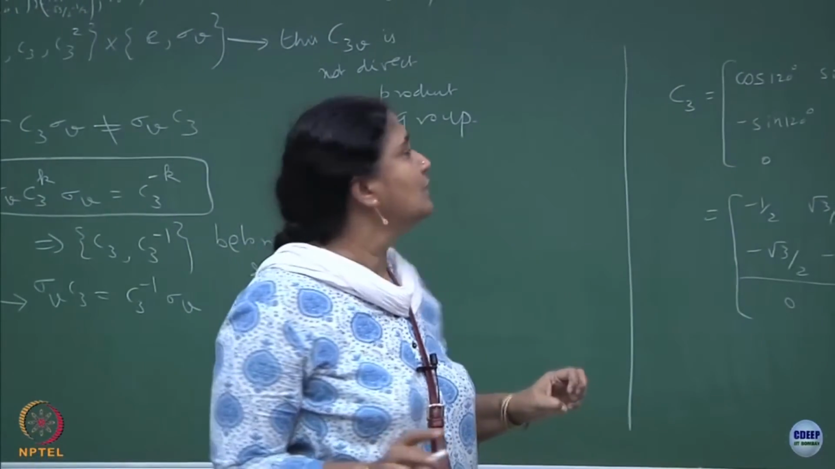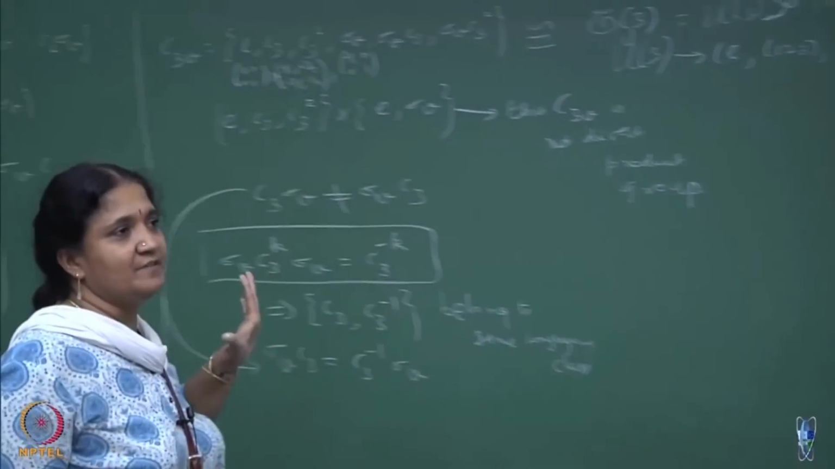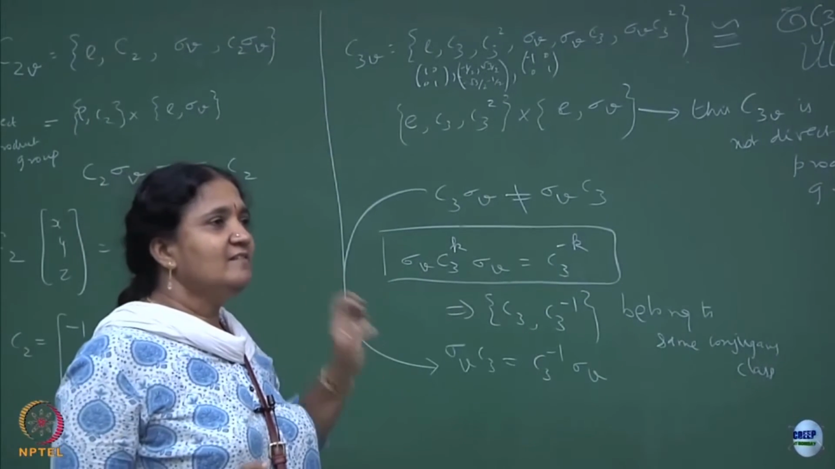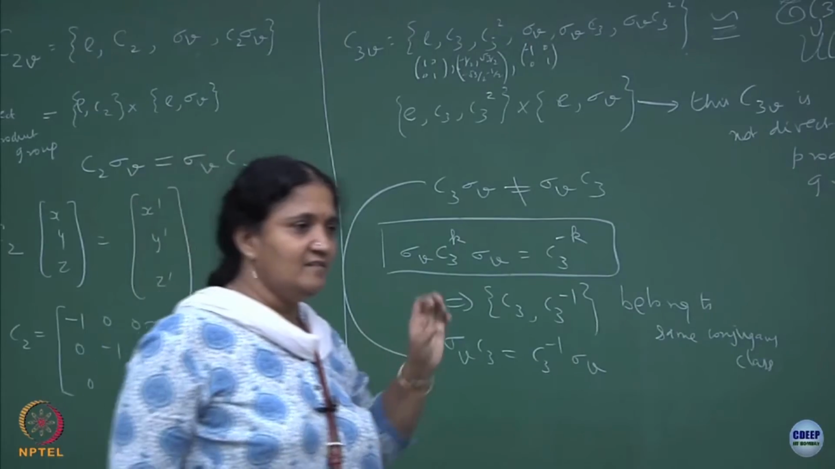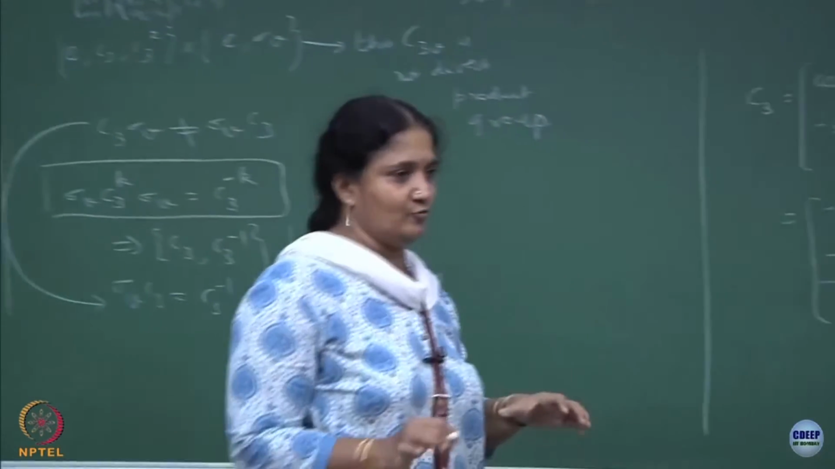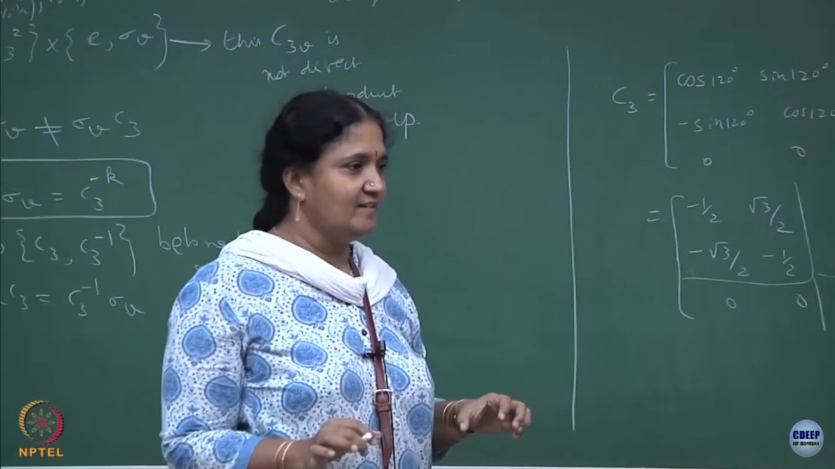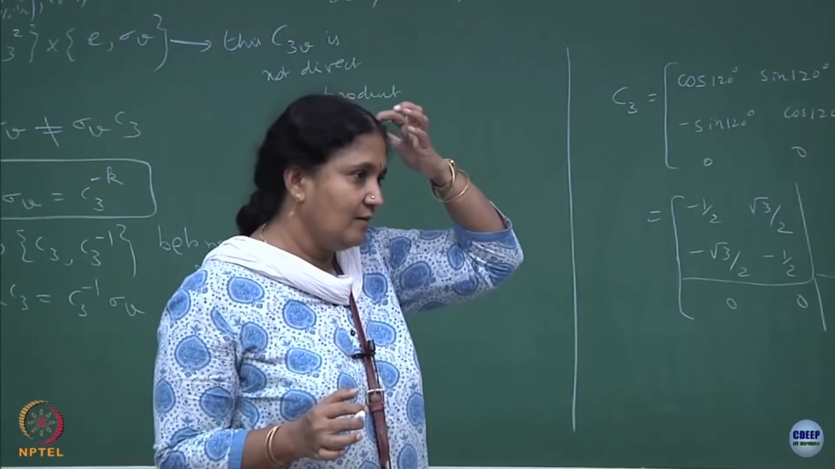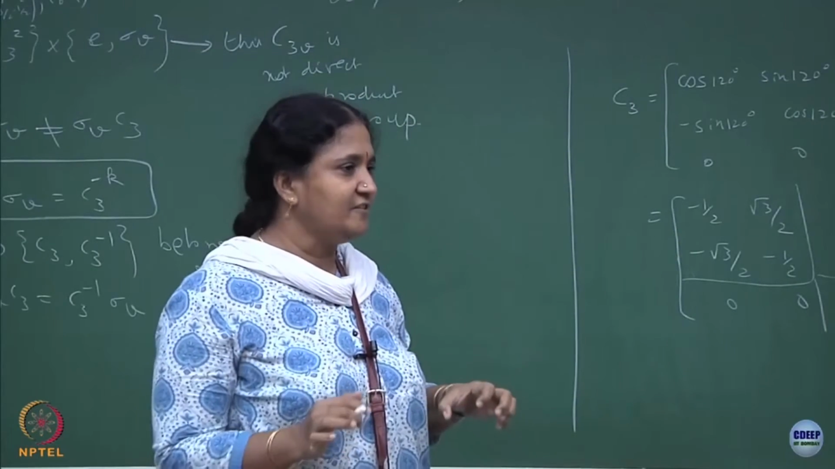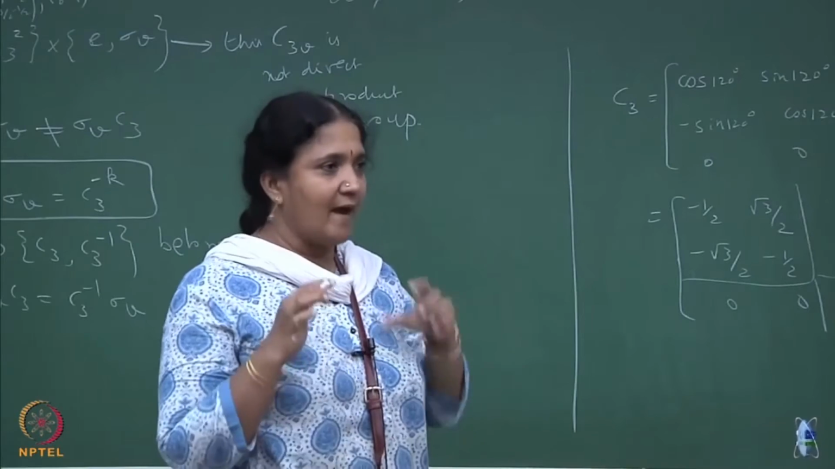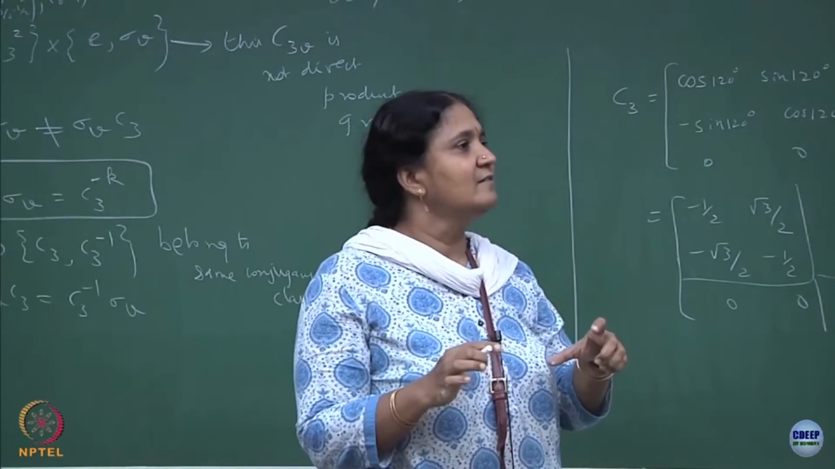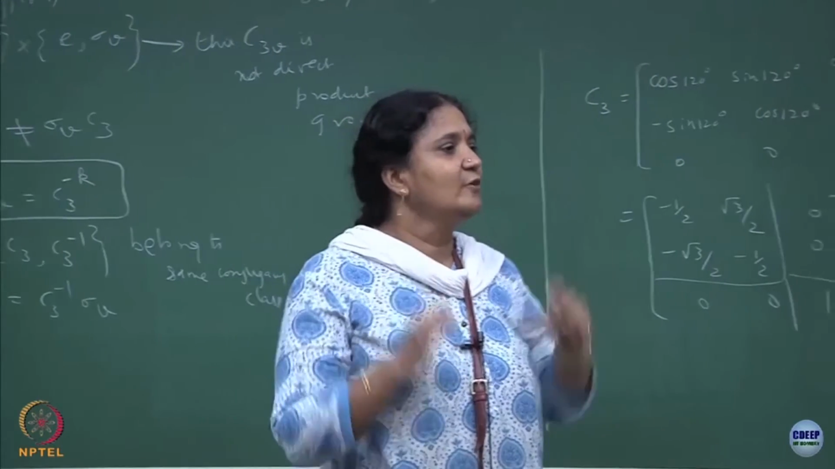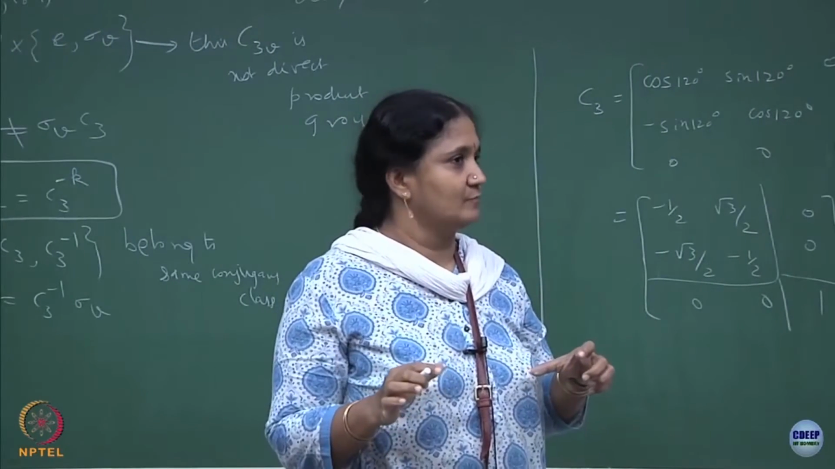Okay. So, in that sense it is a 2D representation. Can I say whether this 2D representation is reducible or irreducible? That is the next question. What is the definition of a given matrix? If I give you a matrix, you have to see whether it is reducible or irreducible.